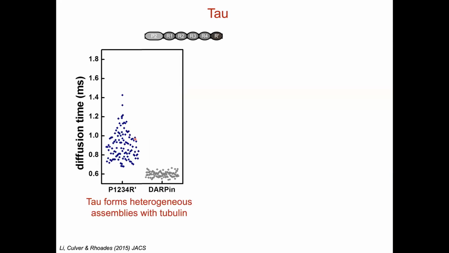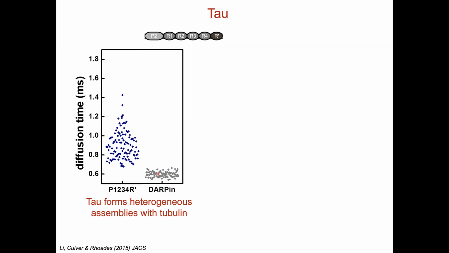All right, so this is then a plot of what this data looks like. On the y-axis, I have our diffusion times, and on the x-axis, I have two different tubulin binding proteins. So in both cases, the tubulin is not labeled and the binding protein is labeled. So this P1234R prime is my tau construct. And this protein DARPin is this little engineered protein that binds to tubulin with a 1-to-1 stoichiometry. And so we've analyzed the data the same way in both cases.